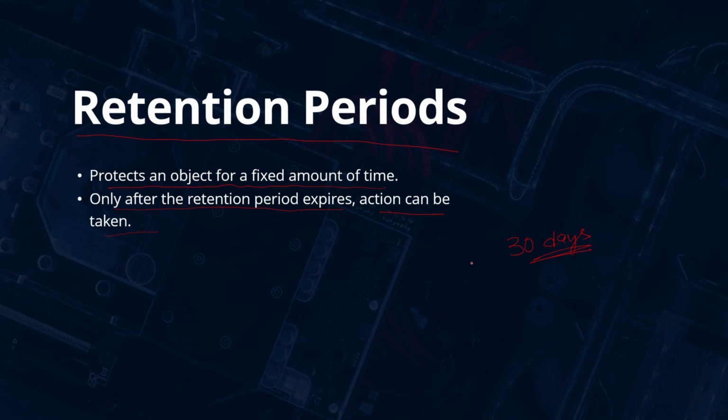That means that object cannot be deleted, overwritten, or any action taken on that specified object for a 30-day period. Once this 30-day period is completed, that is when any action can be taken on that specified object. And now this retention period is the same for both of the object lock modes that we have, that is the governance mode and compliance mode.